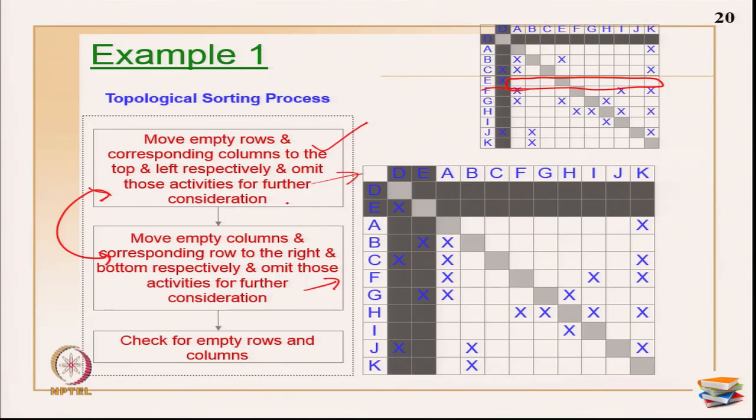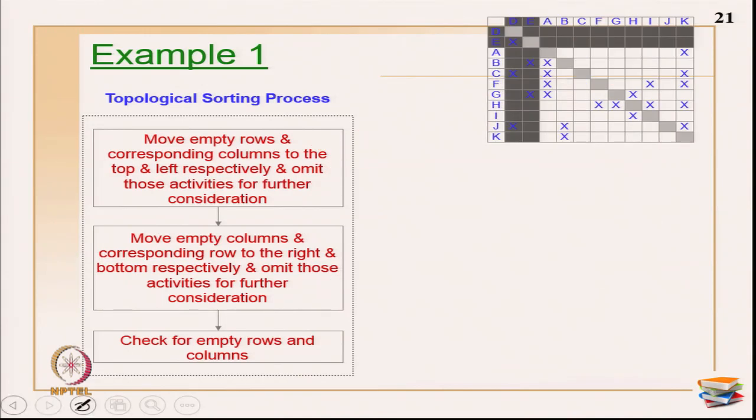Primarily what I have done is I have finished all, this step is over now. I am going to go to the next step now. This is my last step. I have shown this picture in the top corner. Now move all empty columns and corresponding row to the right and bottom respectively, and omit those activities from further consideration. Okay. So what are the activities that are empty?